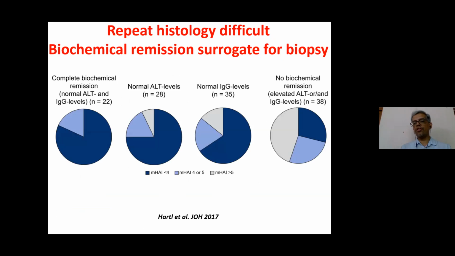Histology, unfortunately, we cannot do routinely because patients may not comply and it has lots of ethical issues. So a biochemical remission may be an alternative surrogate for biopsy, and transient elastography may also play a role. Those patients who got a biochemical remission, that is normal ALT and IgG, will usually have lesser activity on histology, but we all know that histological remission comes later than the biochemical remission.